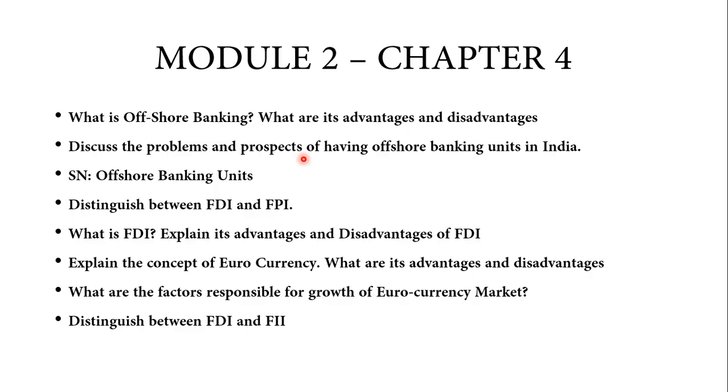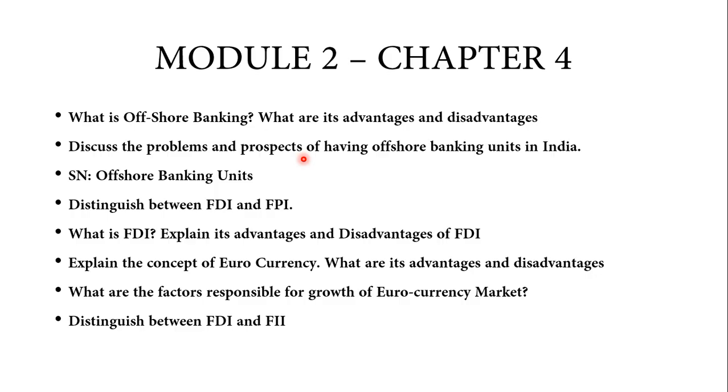Next, discuss the problems and prospects of having offshore banking units in India. We can even have a short note on offshore banking unit. Distinguish between FDI and FPI. What is FDI, advantages and disadvantages? Explain the concept of euro currency and what are the advantages and disadvantages. What are the factors responsible for growth of the euro currency market, and distinguish between FDI and FII. Very important topics.